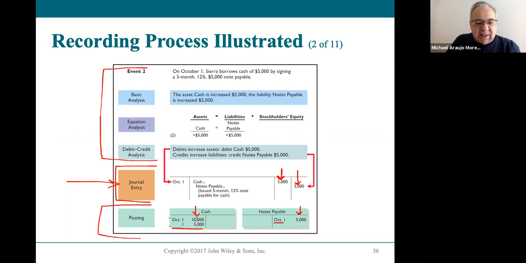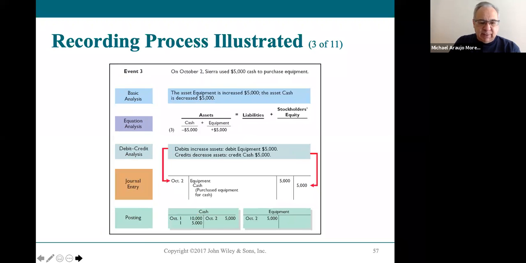Notice that the dates come along for the ride. And that's so we can identify when it happened. When we look at the journal and we look at the ledger, we can identify each transaction. Okay. So that's very important to sort of understand. And this is all we're doing. This is basically posting.